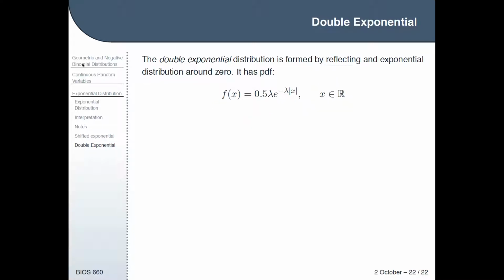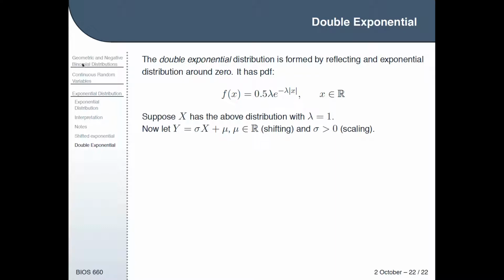There's another distribution called double exponential, which you get by reflecting the exponential distribution around 0. It looks just like the PDF for the exponential distribution, except you replace x with absolute value of x and then multiply the whole thing by 1/2 so that it still integrates to 1. I mean, given the positive half integrates to 1, the negative half integrates to 1, the whole thing would integrate to 2. Well, you multiply by 1/2 and then it integrates to 1.